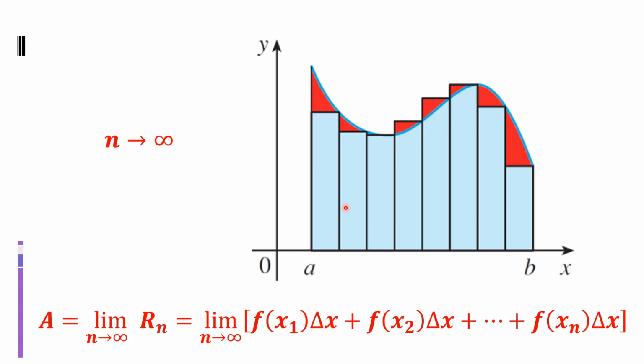So, yung ibig sabihin nun, no? Kapag kinuha natin yung sum ng mga strips. Okay? And we take the limit of that as n approaches infinity, we are actually getting the exact measure of the area. So the area now is actually equal to the limit as n approaches infinity of the sum of the areas of the strips. So that is the limit as n approaches infinity of f of x sub 1 delta x plus f of x sub 2 delta x up to f of x sub n delta x.